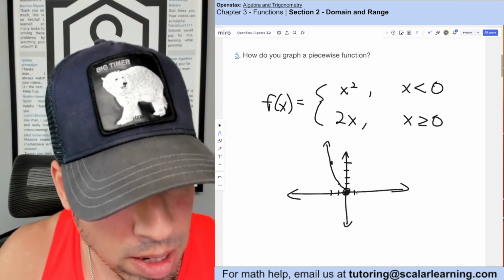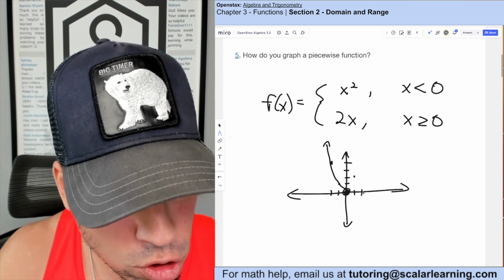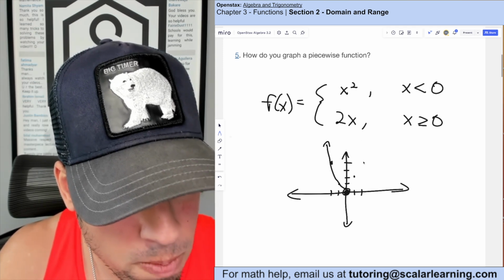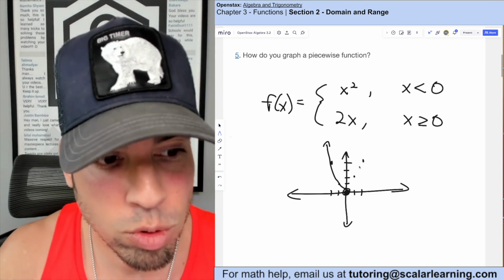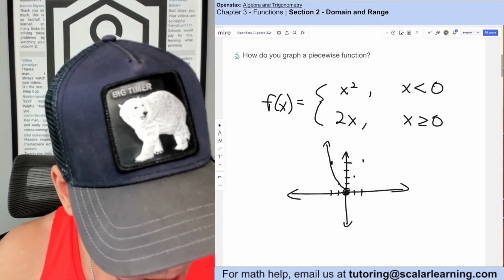Then at a value of 1, it's going to be 2 times 1, which is 2. At a value of 2, it's going to be 2 times 2, which is 4. And we know that y equals 2x is a linear function. So that's validated here in these couple points we plotted.